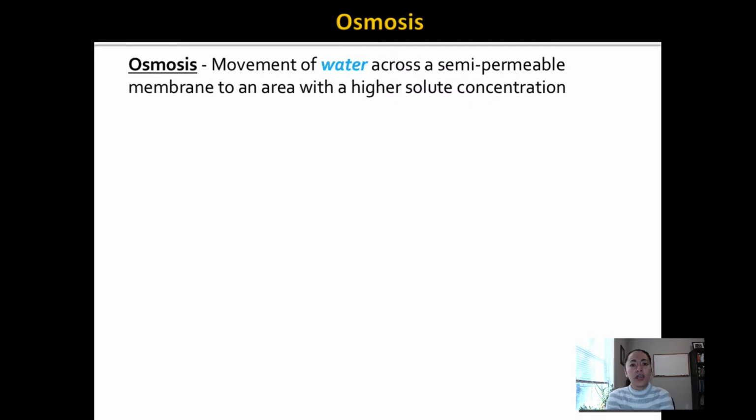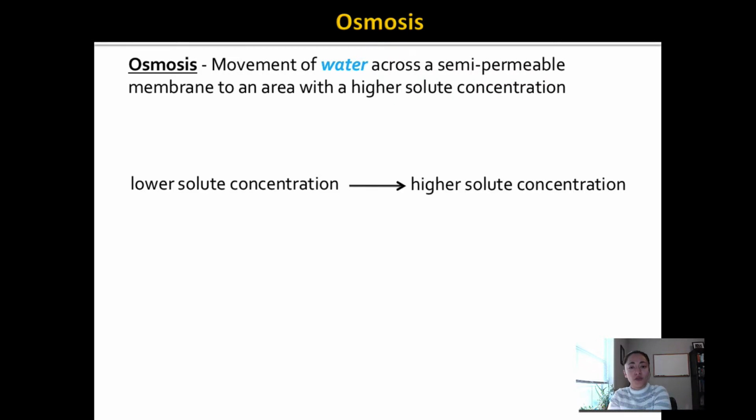Now let's move on and talk about osmosis. Osmosis is the movement of water, and only water, across a semi-permeable membrane to an area that has a higher solute concentration. Water will always move from an area that has a lower solute concentration, so that means there's less stuff in it, to an area that has a higher solute concentration, so there's more stuff there.